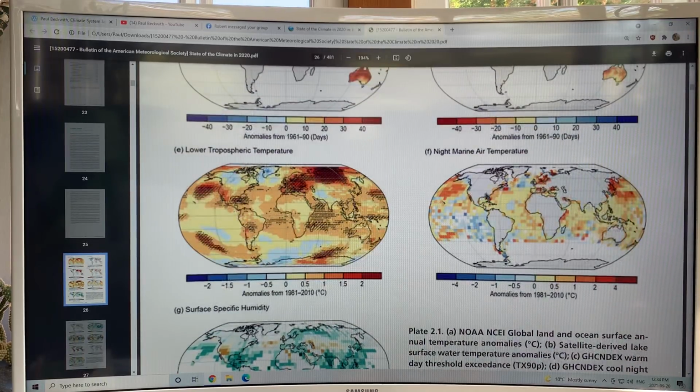And you can see that these regions here, where there's marine heat waves, you can see clearly that the marine air temperature at night is a lot warmer. So in these regions and these regions in particular.